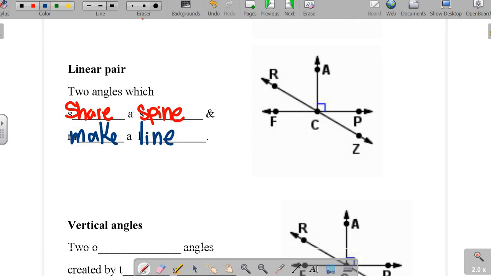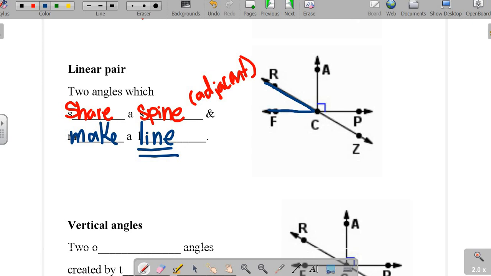A linear pair is a pair of angles that share a spine and make a line. So if they share a spine, they're automatically adjacent. But they make a line. So it's two angles that are adjacent and they make a line.